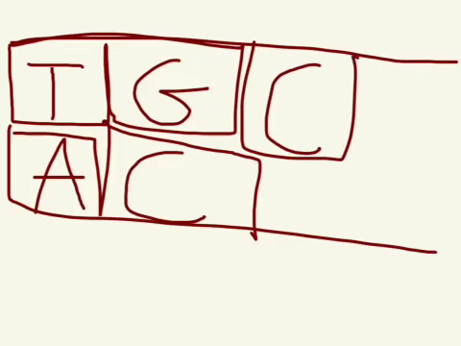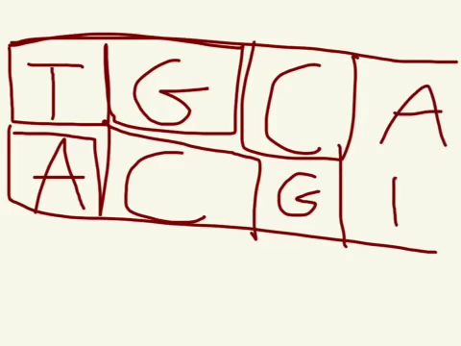But if it's RNA, it pairs up differently. We'll show that in a second, after we finish showing DNA pairing up with DNA. This is what RNA pairs up with. RNA pairs up like this.